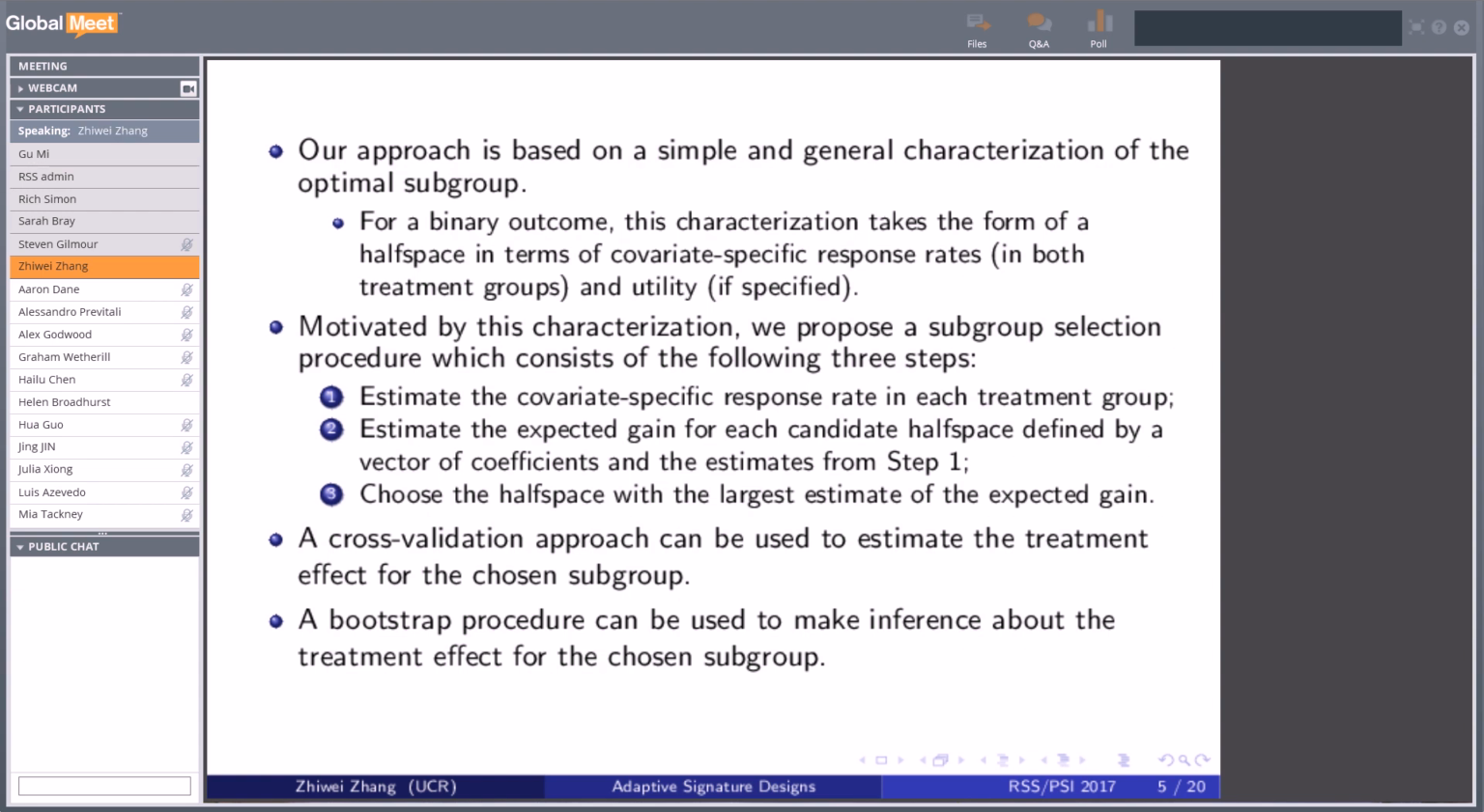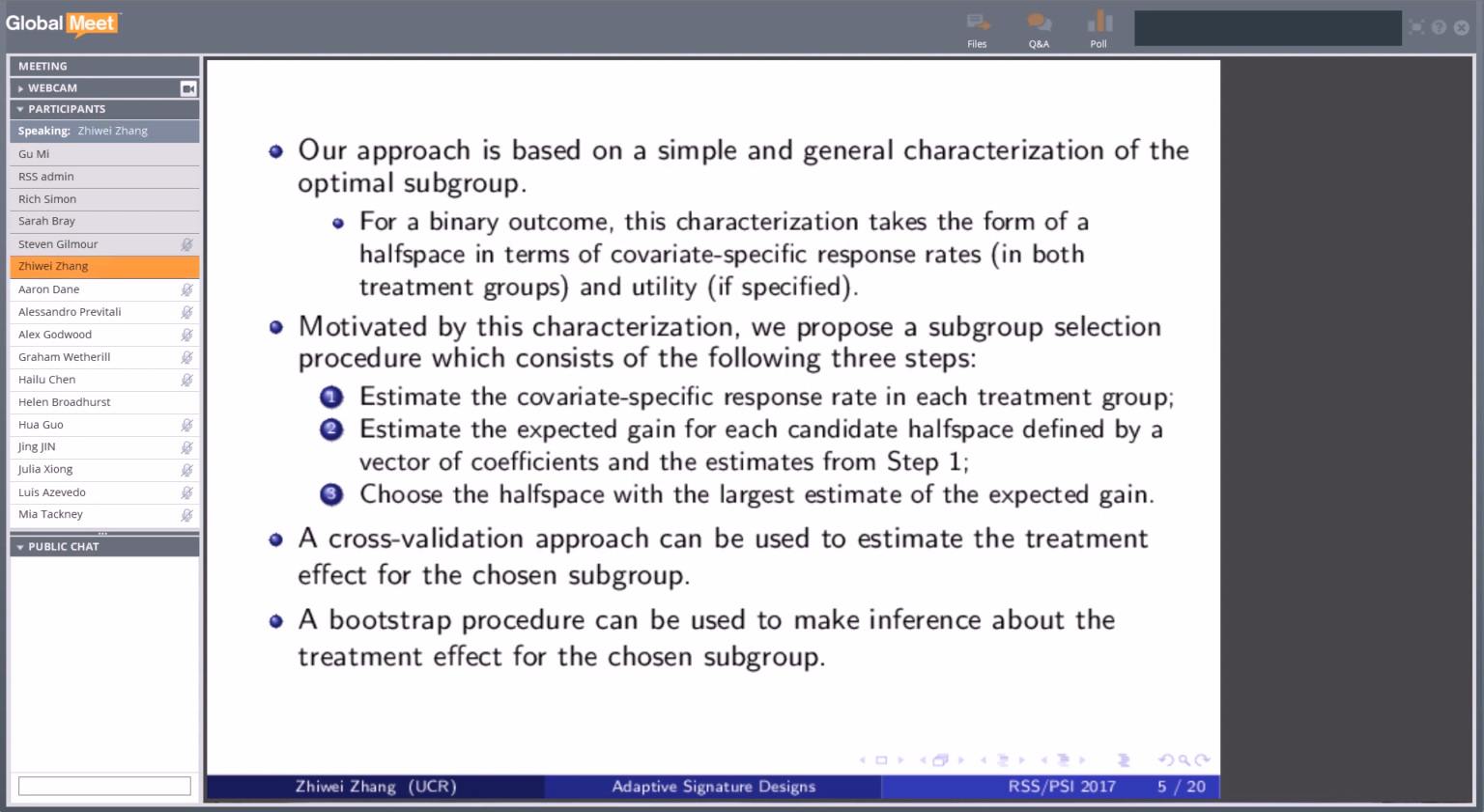Step 1 is a standard prediction problem. Step 2 can be cast as a missing data problem, for which we adopt an augmented inverse probability weighting approach. Step 3 is a low-dimensional maximization problem, which can be solved using standard techniques.